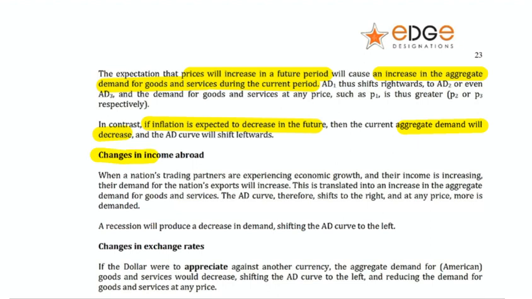What about changes in income abroad? When your trading partners are experiencing economic growth and their income is increasing, their demand for exports will increase. And again, that'll shift our aggregate demand curve, because we're going to expect an increase on their part for our goods. So that'll shift the demand curve to the right. A recession, same story, but on the other side, it's going to shift the aggregate demand curve to the left.